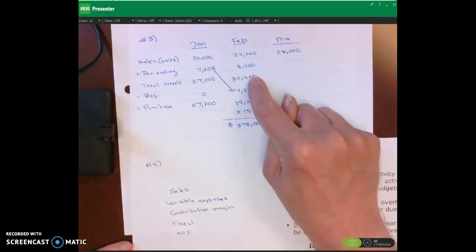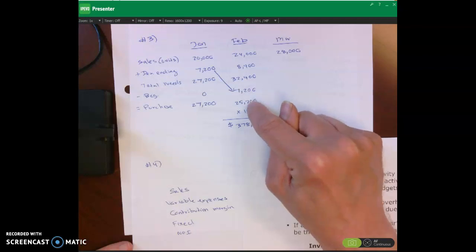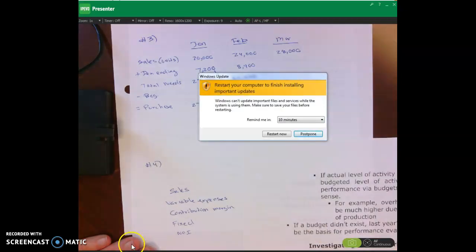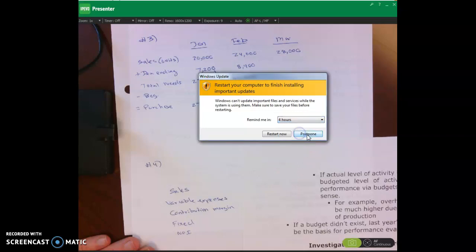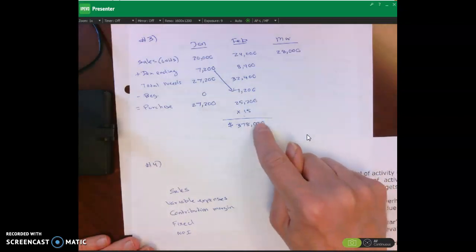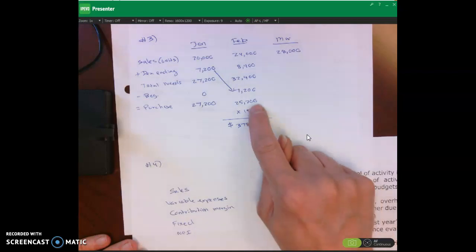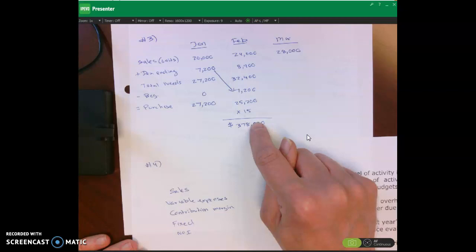Add the 2, 32,400. Ending for January becomes beginning for February, 25,200, and then I multiply that times 15, which is the cost per unit that we have to pay. That is $378,000 right there. So you should have gotten the 25,200 and then the 15, then that gives you the $378,000.